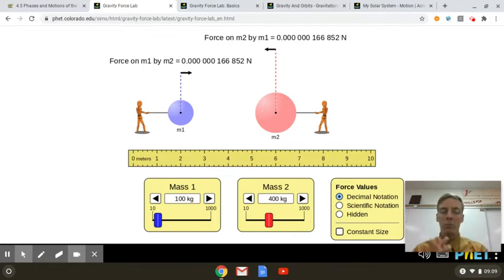Newton's law of gravity. The bigger things are, the more attracted, the more force they have between each other. And the closer they are, the more force they have between each other. Gravity is weak. Think of it this way.